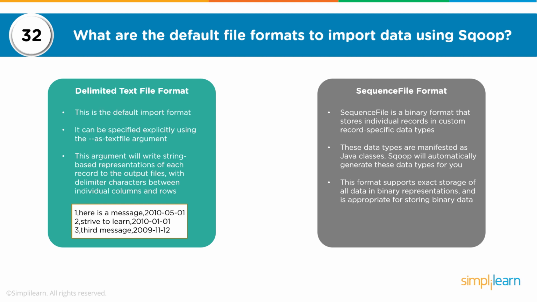So when I want to import data from an RDBMS, I could get that data in HDFS using different compression schemes or in different formats using specific arguments. I could specify an argument which will write a string-based representation of each record to output files with delimiters between individual columns and rows. So that is the default format which is used to import data using Sqoop.